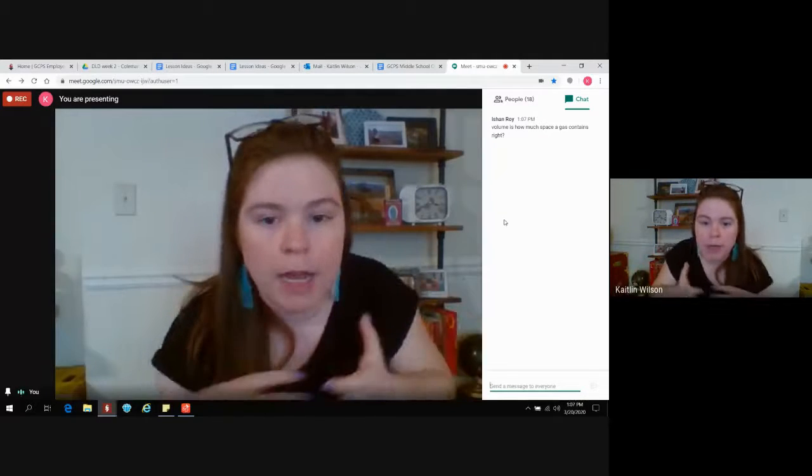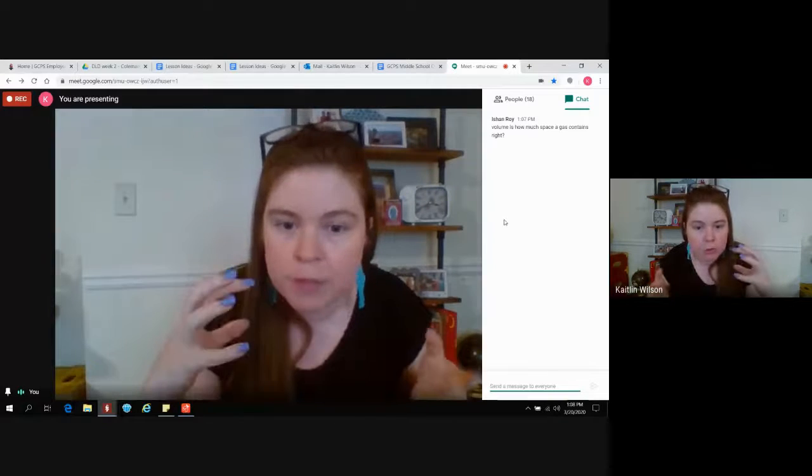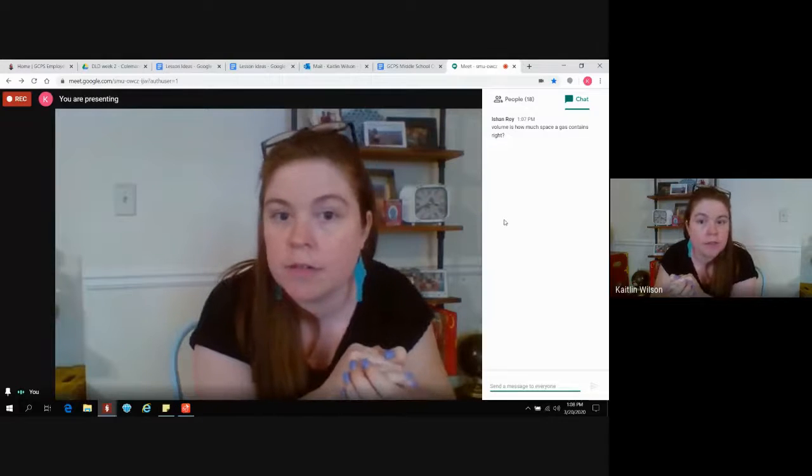Yes, volume is going to be how much space there is in the container. If I have an increased volume, it means I have more space for it to bounce around. If I have a decreased volume, it means I have less space for it to bounce around.